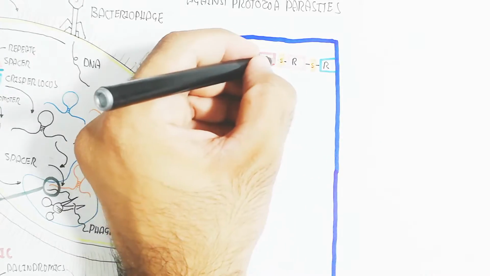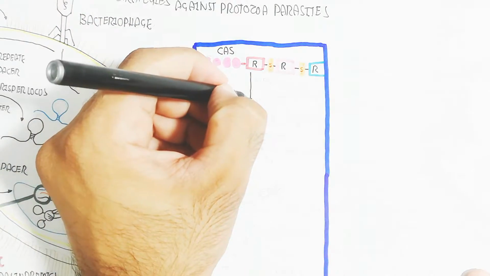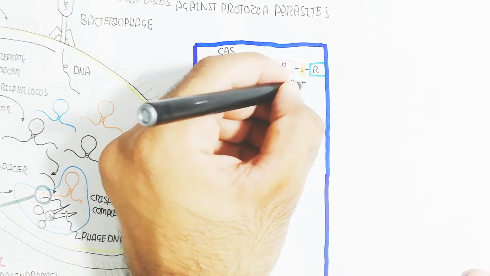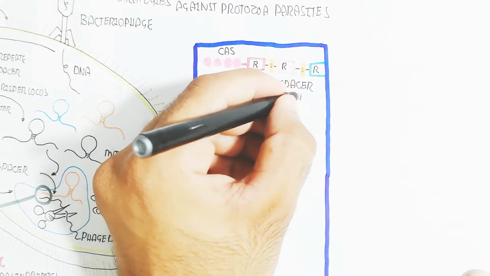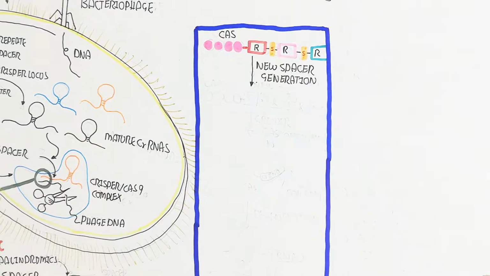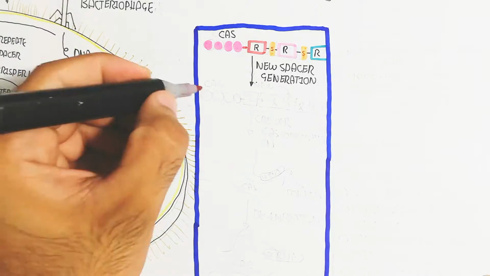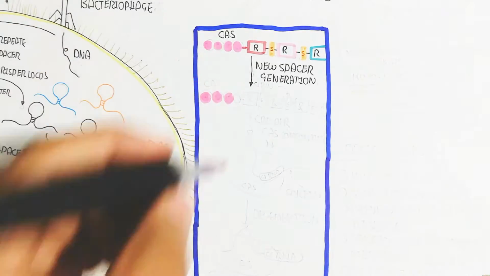So remember, here is the process again. I am describing the Cas gene containing the repeat, spacer and repeat.